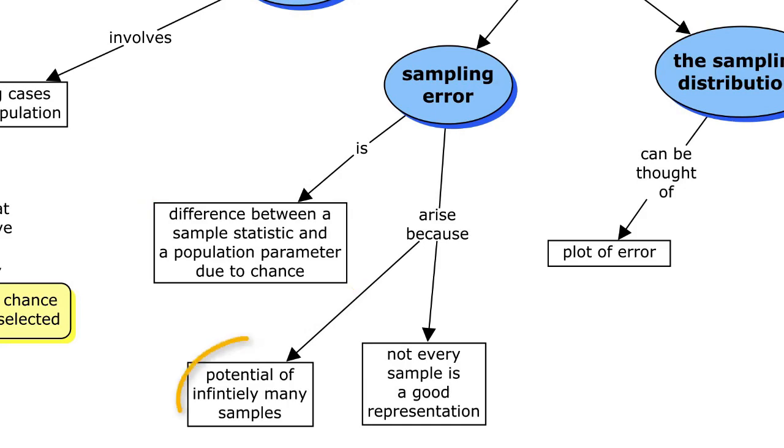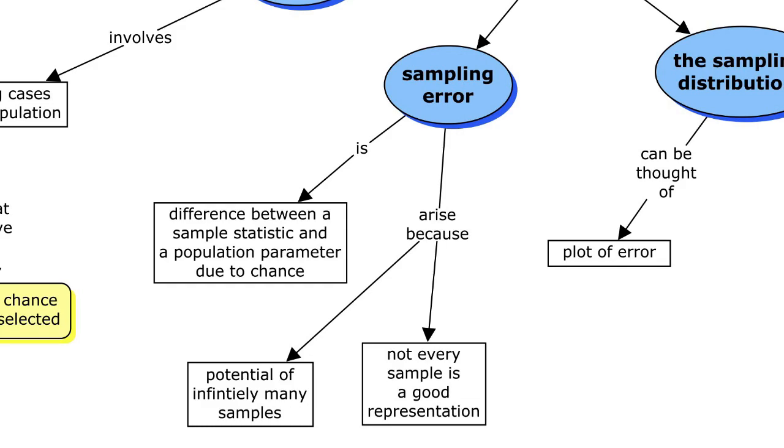a sample. Remember that one could construct a sample of any given size and any different composition. So we would have a large number of possibilities for our samples. And as such, not every sample is going to be a good representation of the population that we were interested in. And as such, we're bound to see some errors between a sample statistic and the population parameter.